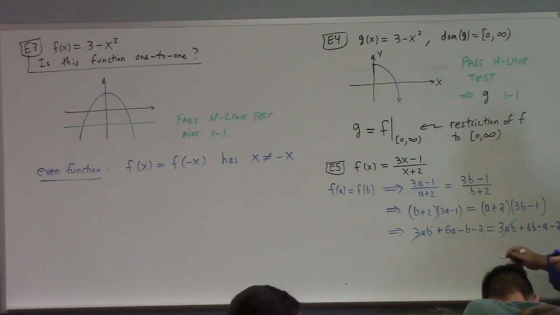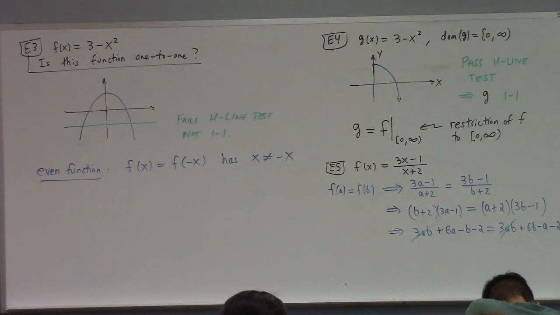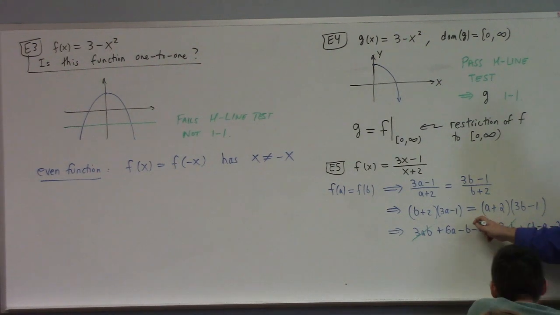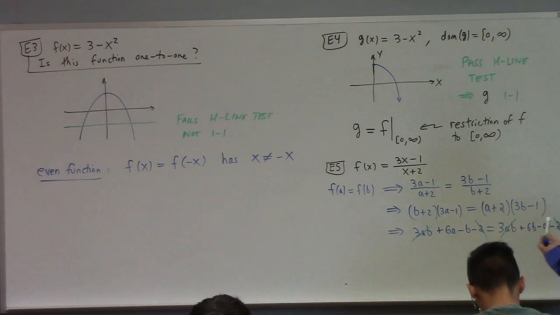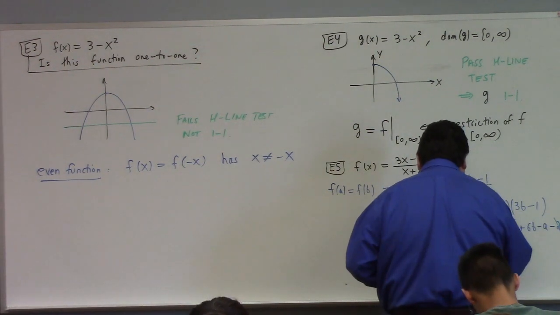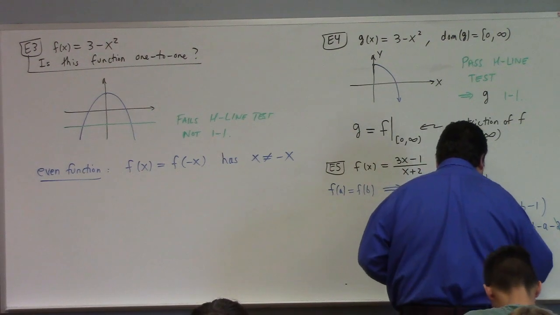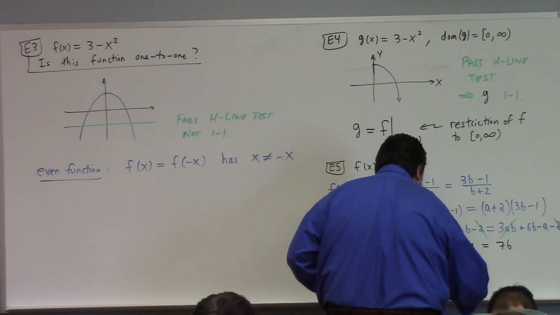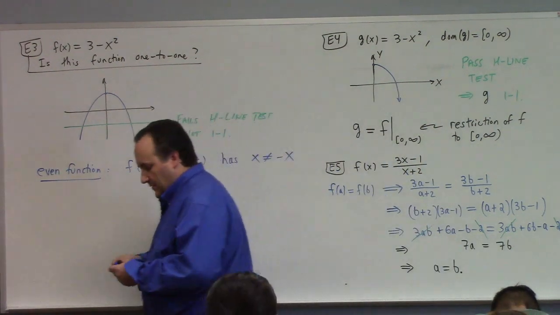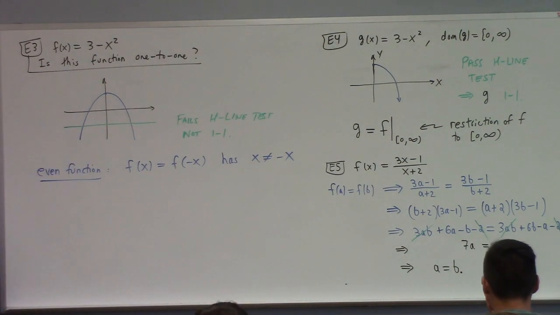So the 3ab's cancel. Oh, and we got a minus 2 on both sides, so add 2 to both sides. That's dead to us as well. And, okay, so now bring all your a's to one side and all your b's to one side. You got yourself 7a is equal to 7b, which then tells us, lo and behold, a equals b. Hooray! We have shown through direct algebraic argument that this function is 1-to-1.